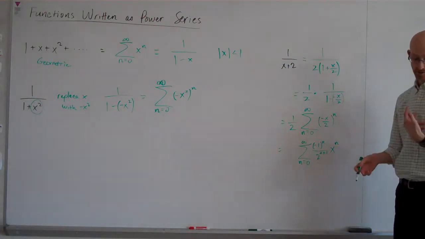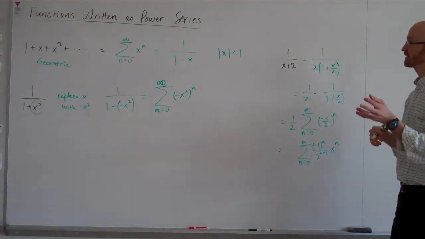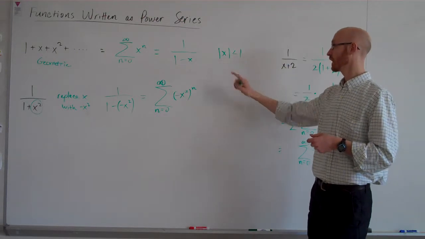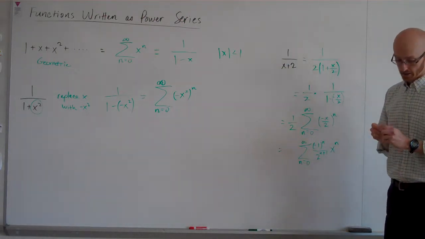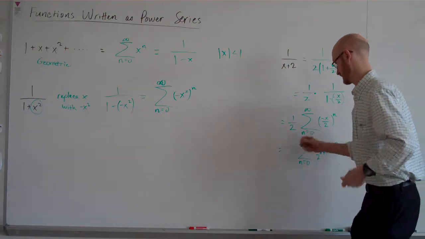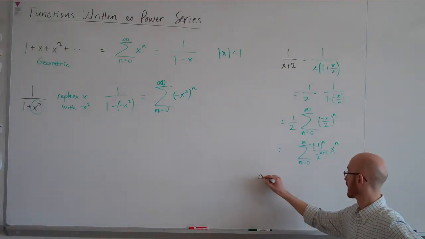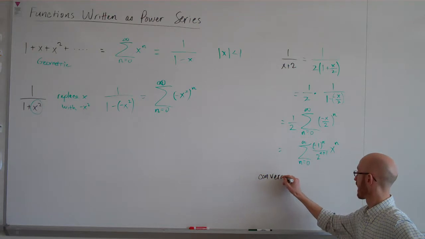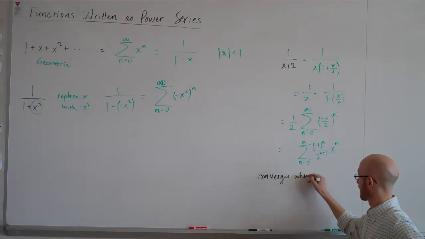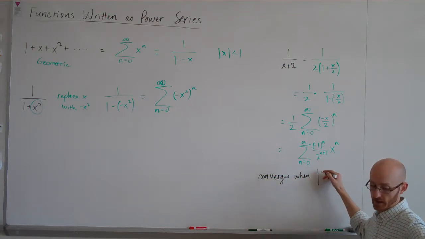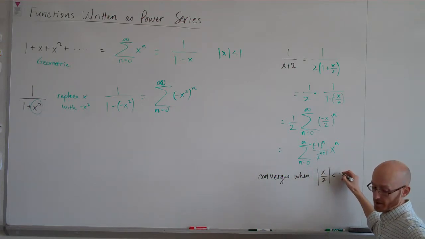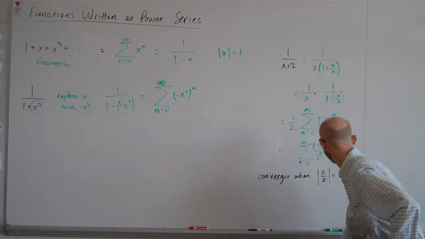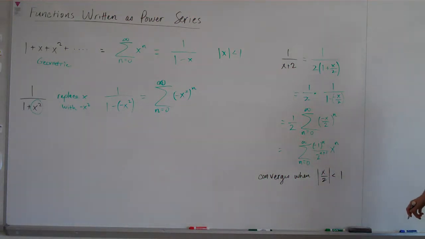And now I know I've done a little bit of hand waving when it came to this radius of convergence. So let's look at this one in a little bit more detail. This thing converges when the absolute value of x over 2 is less than 1. Going back to this thing.